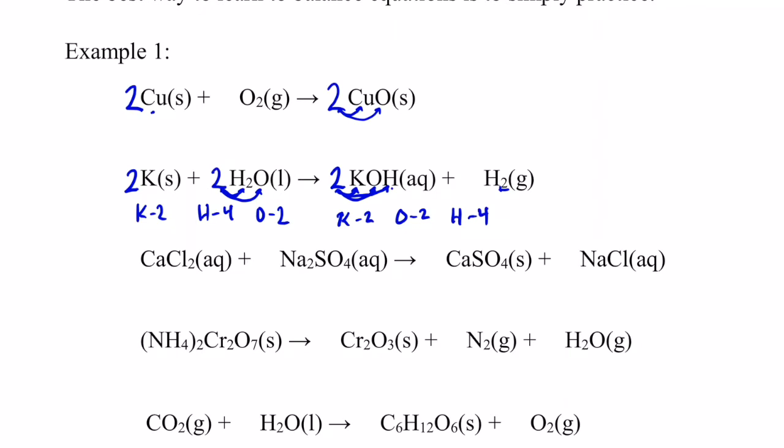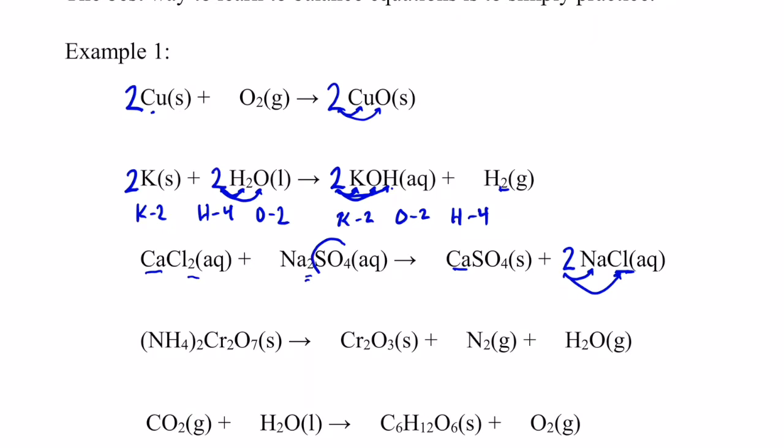So actually the oxygens look like they're in pretty good shape. So let's take a look. There's 1 calcium here and 1 over here. There are 2 chlorines here and only 1 on this side. So let's put a 2 in front of NaCl. Won't that now give me 2 chlorines? Of course, it also gives me 2 sodiums, which is nice because I need that.